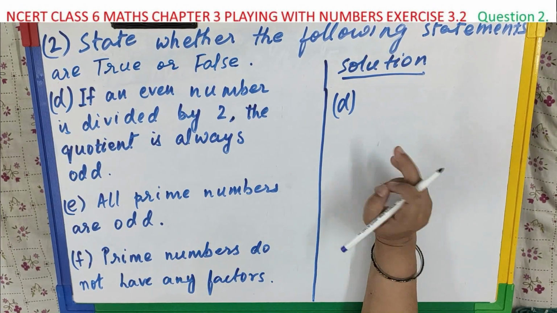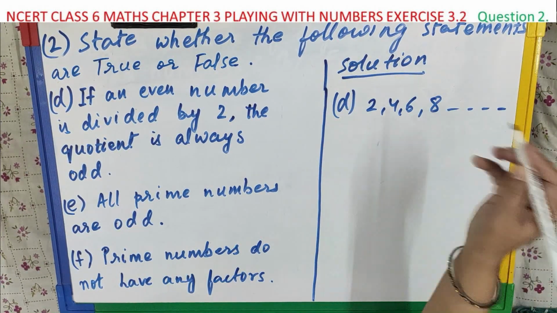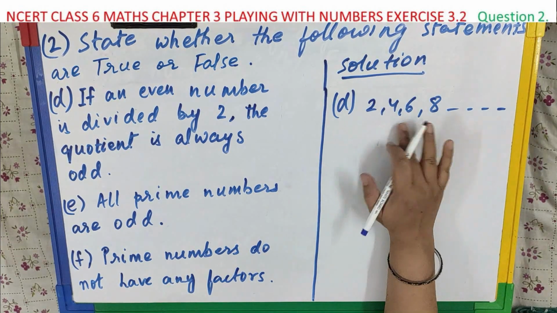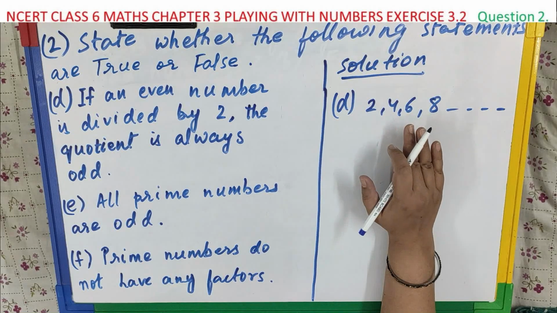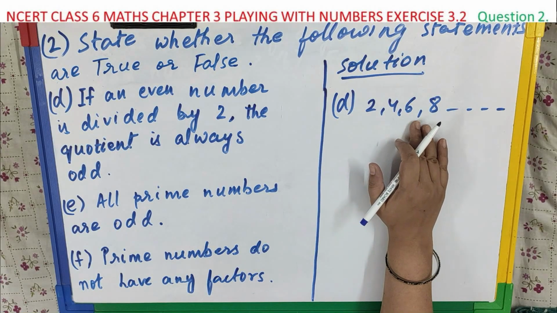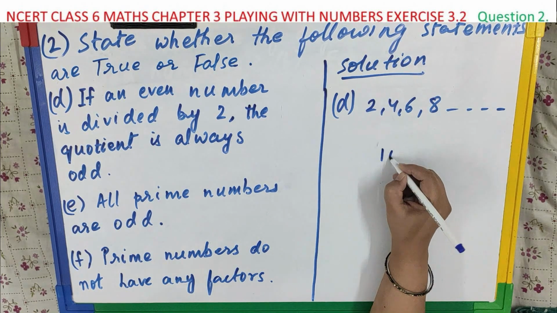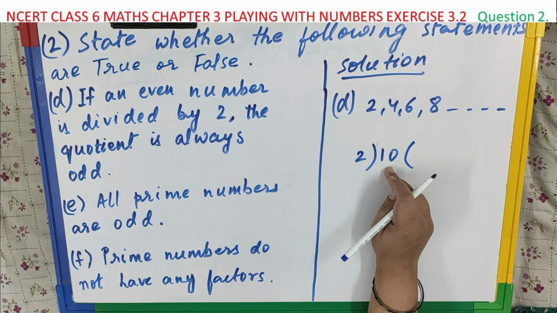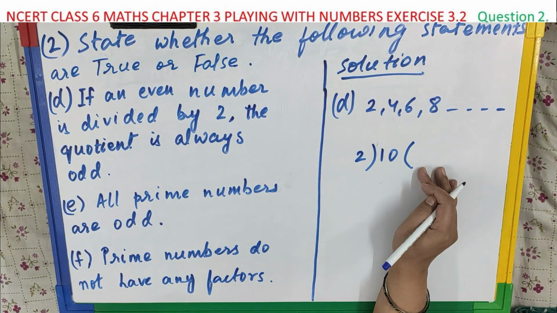So what are even numbers? We have already seen 2, 4, 6, 8 and so on. These all numbers, this list will be endless. Even numbers are the numbers which are divisible by 2. Okay, so if an even number is divided by 2, let us divide an even number by 2. 10 is an even number because it is divisible by 2. Let us divide by 2 and see what is the quotient.